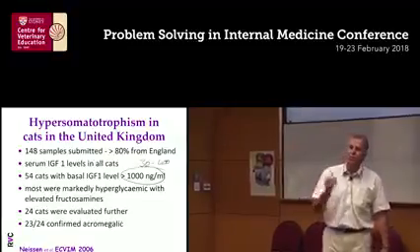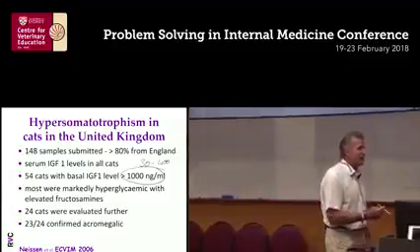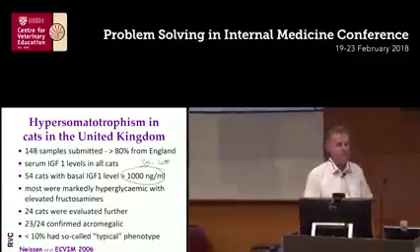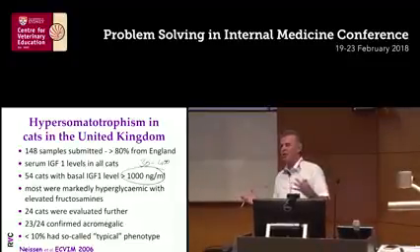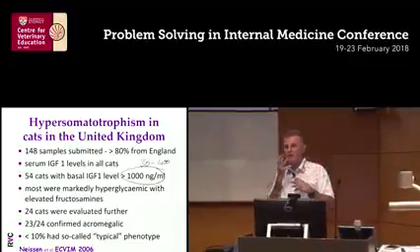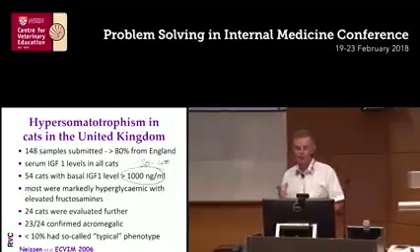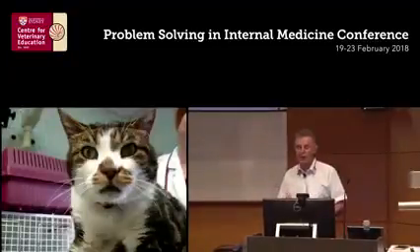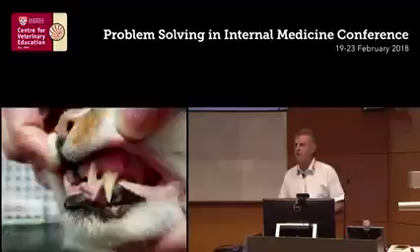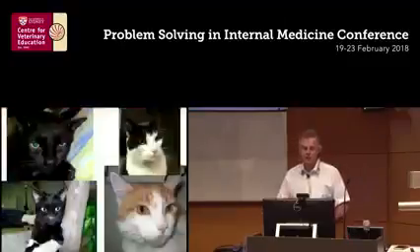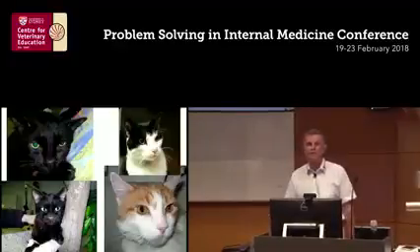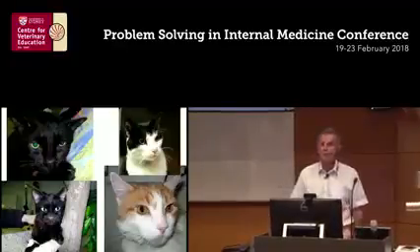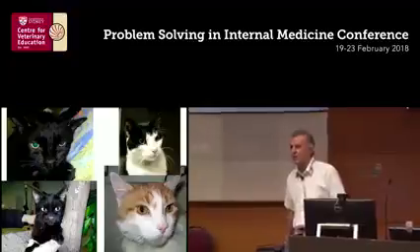And the important point for you guys is that less than 10% of them had the so-called phenotype, big head, spare teeth. They just looked like normal cats. Some of them had prognathism, but the vast majority, over 90% of them, just looked like normal cats. You couldn't tell them apart. They were just poorly controlled diabetics.